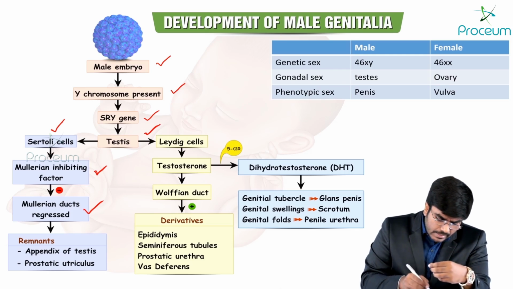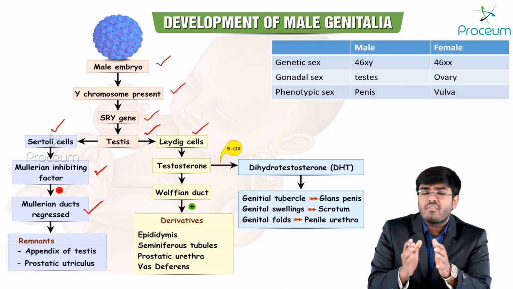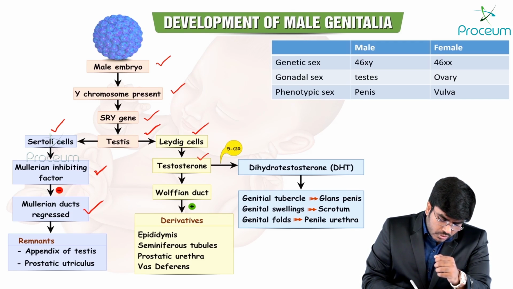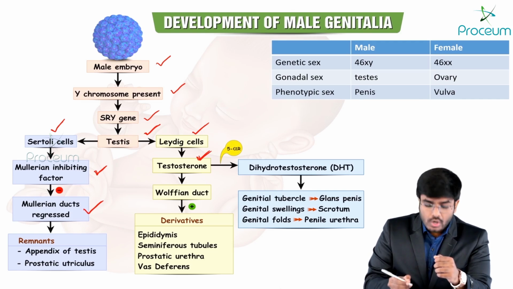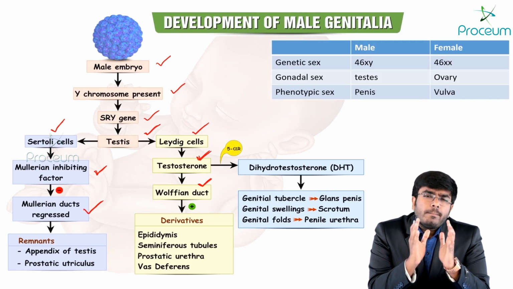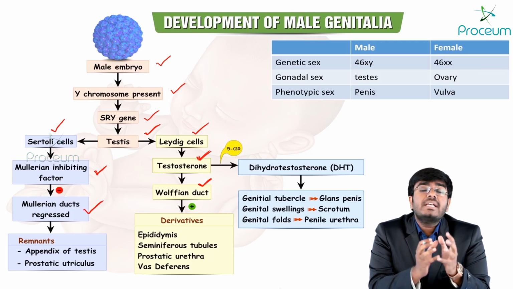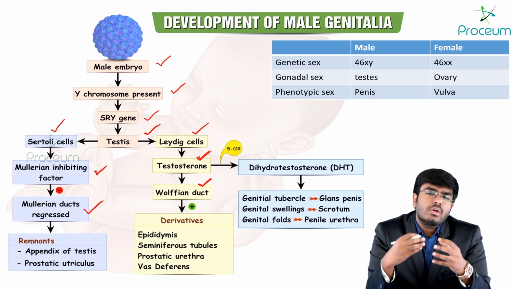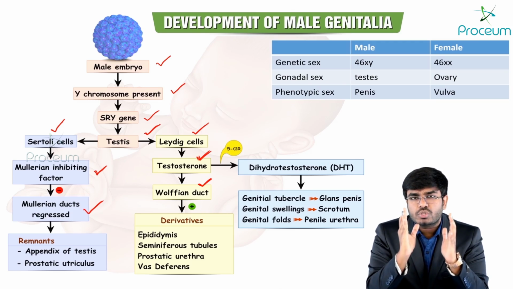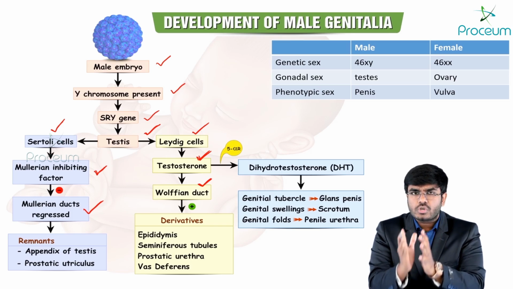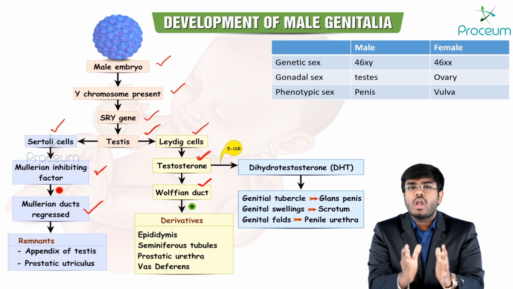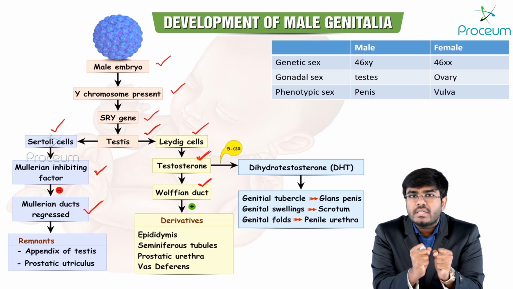Okay. Now after that, please concentrate on the next half of the slide. These Leydig cells are going to make testosterone. Now this testosterone is going to act on the Wolffian duct, the male duct. Important point is that for the development of this Wolffian duct, it is very important to have functional testosterone. Only if there is testosterone will the Wolffian duct be expressed. If there is no testosterone, the Wolffian duct will also undergo regression.